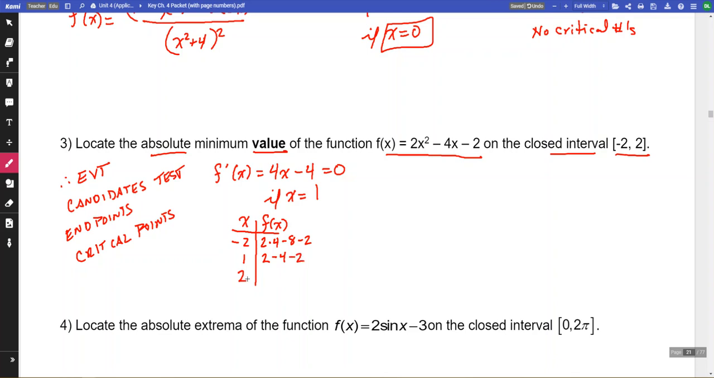And f of positive 2 is going to be 2 times 4 minus 8 minus 2 as well. Okay, so if we look at where our absolute minimum value is going to be, it's based on this over here. So I know the absolute minimum value is going to be f of x is equal to negative 4, and that is our absolute minimum value.